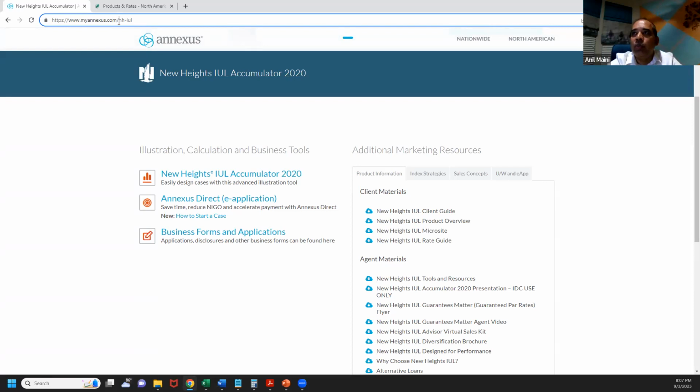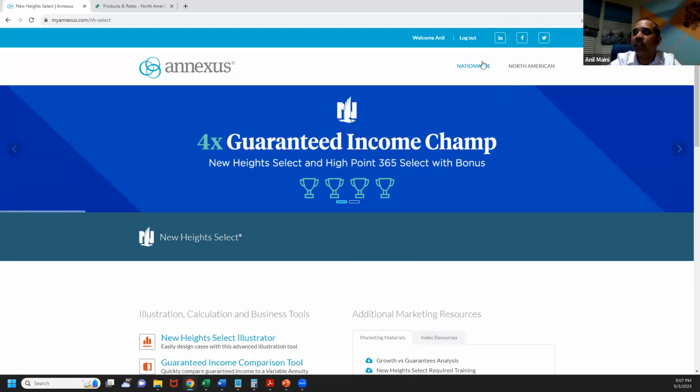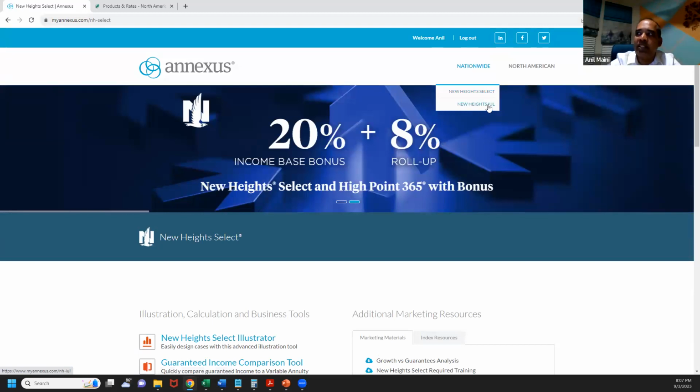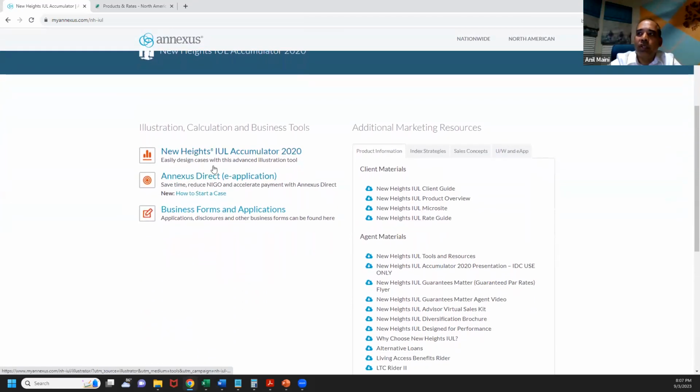Once you log in to myannexus, you will see this home page. You go to Nationwide and New Heights Select. This is the annuity products, and New Heights IUL. So you have to click on New Heights IUL. This is where you go to run the illustration, to get the marketing material or the brochures, and to submit the application. So this is an important website for Nationwide.